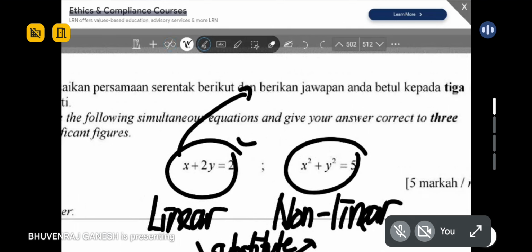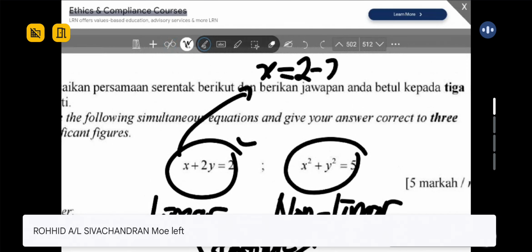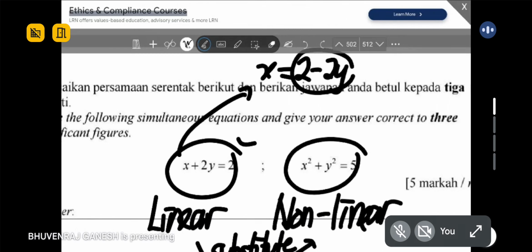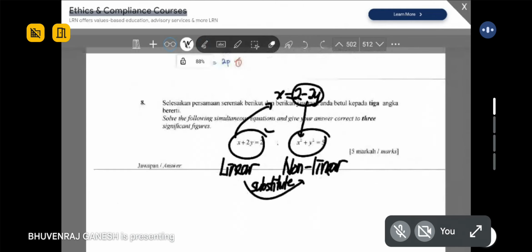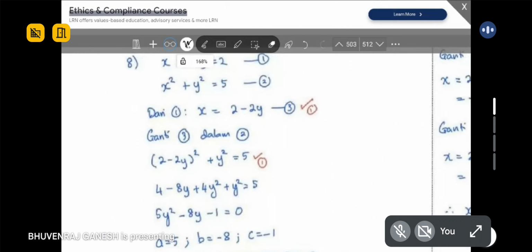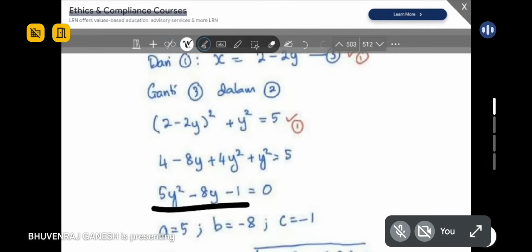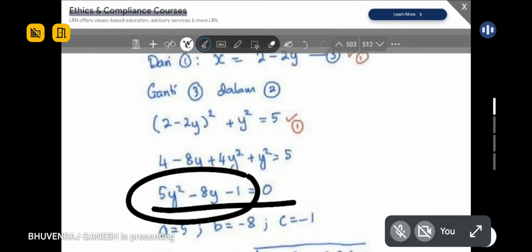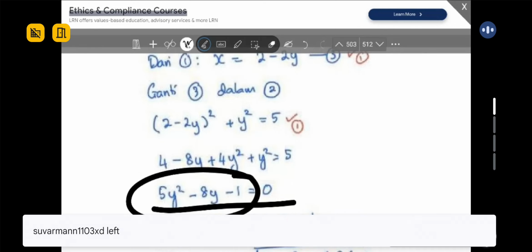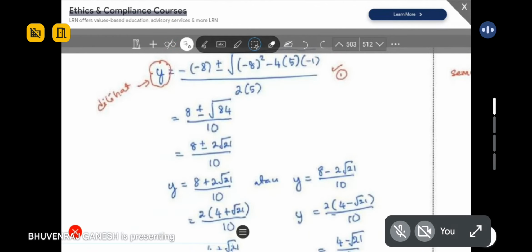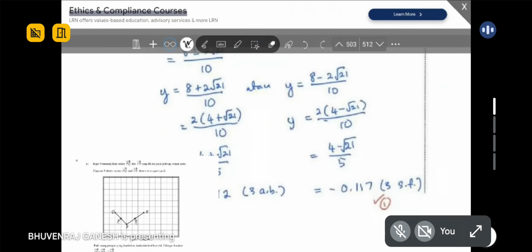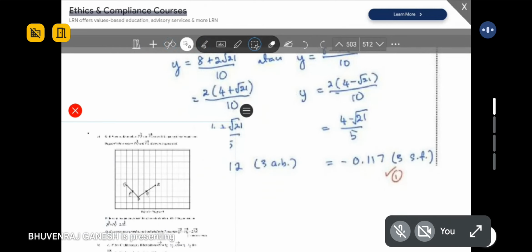So for example, over here you can get x equal to 2 minus 2y. So you substitute this inside the x. Gantikan. Then you get an equation in terms of y. Am I right? So this is the step over here. When you substitute, you will get a quadratic equation. This one over here you cannot factorize. Tak boleh faktorkan. So you must use the quadratic formula. You are forced to use it lah. Terpaksa kena guna. So you just use the quadratic formula, you will get these answers.